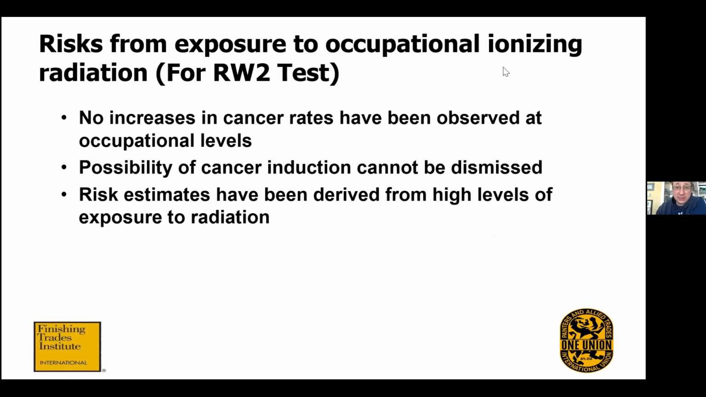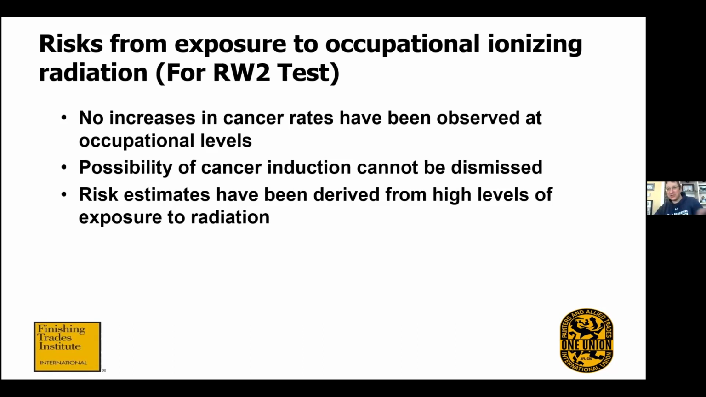Risk from exposure to occupational ionizing radiation. So this is the slide, if you're going to take the test, that you need to memorize, not the slide that comes after this. So what you need to say is that no increases in cancer rates have been observed at occupational levels. Possibility of cancer induction cannot be dismissed, however. So there's their disclaimer. Risk estimates have been derived from high levels of exposure to radiation. Like I said, our radiation models are based on the bombs dropping, Chernobyl, uncontrolled radiological work back in the 20s, 30s kind of thing, right?